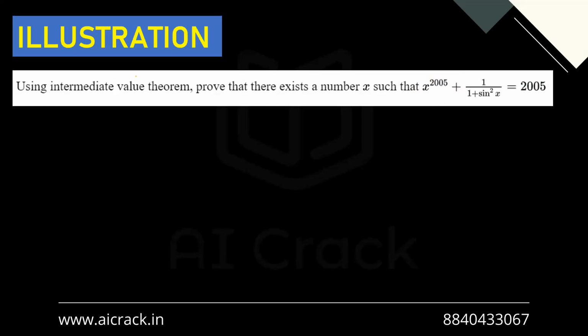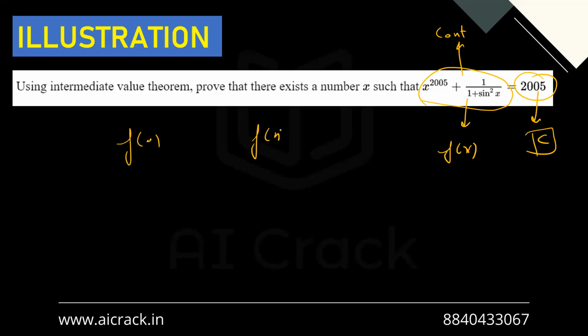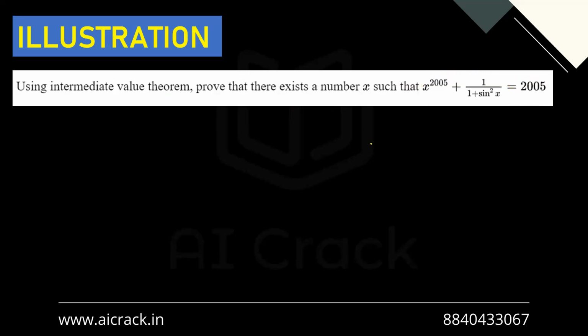And now let's solve this example. Using the intermediate value theorem, prove that there exists a number x such that this function equals 2005. Now this value is nothing but the c value, and this is nothing but f(x). Now what we have to do is prove that this function is continuous, right? Because if the function is not continuous, we cannot apply the intermediate value theorem. And we have to find the range f(a) and f(b) to apply the intermediate value theorem. So let's first prove whether the function is continuous or not.